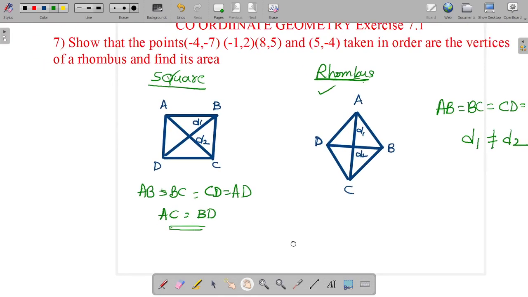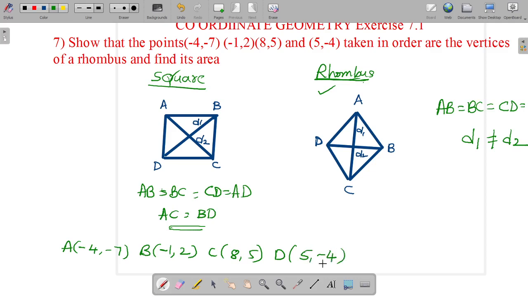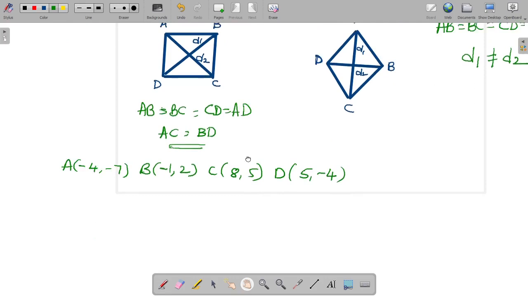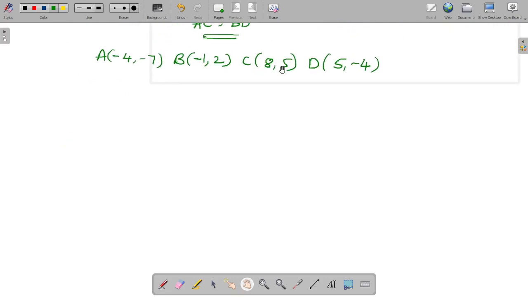Here four points are given, taken in order. Let us assume A is (-4, -7), B is (-1, 2), C is (8, 5), and D is (5, -4). Okay, find the distance between the sides. First find the distance AB.